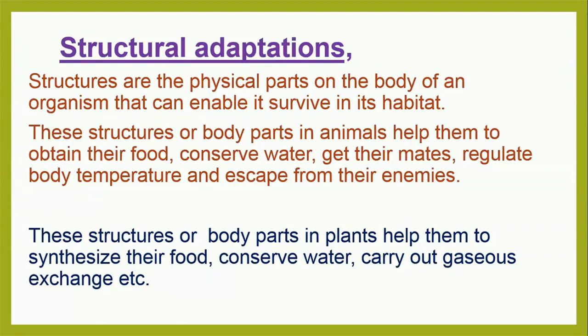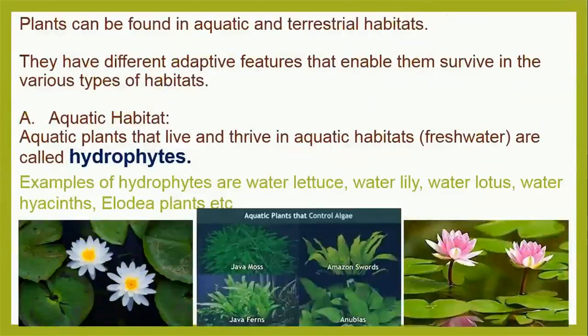Adaptive features. Alright. So plants can be found in aquatic and terrestrial habitats. Aquatic plants are plants that are found in aquatic habitats, while terrestrial plants are those that are found in terrestrial habitats. Now, these plants have different adaptive features that enable them to survive in the various types of habitats where they are found. So let's discuss the habitats and how these organisms survive in them.